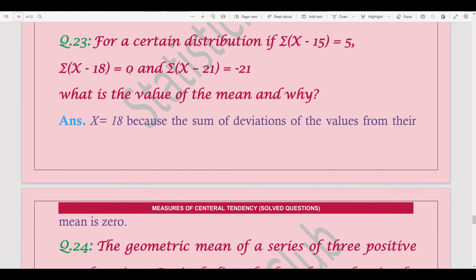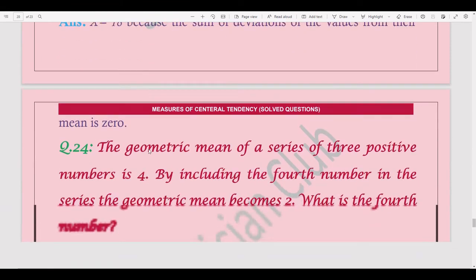We solved a previous question where we defined the mean as 16, because at that time there was a squared deviation. But if there is a simple quantity, the sum of deviations from the mean is 0. In the other cases the sums are minus 21 and 5. These are not 0. This quantity is 0, so we can say that 18 is the mean.